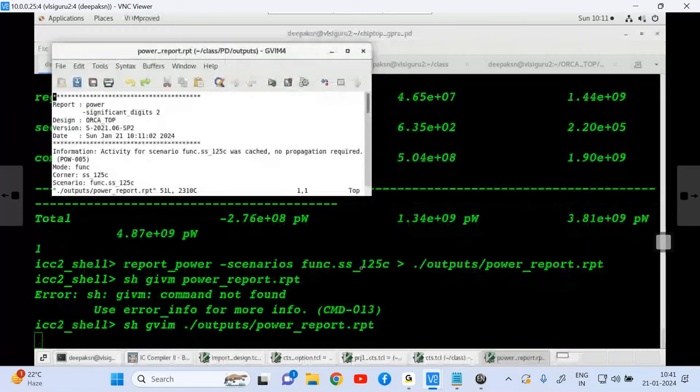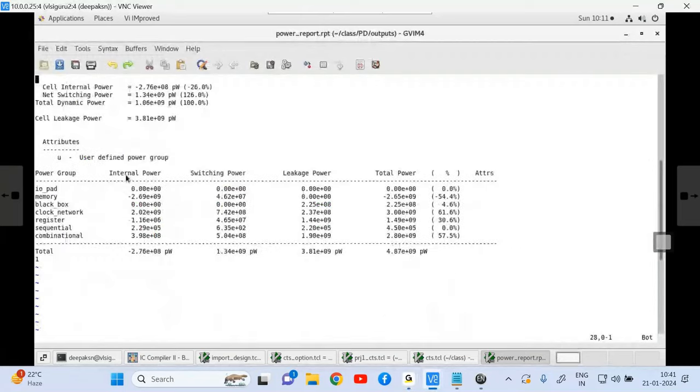This is the power report. It is in normal form, right? What is your internal power? What is your switching power? It is 1.34 into 10 to the power of 9 picowatt. What is the leakage power? What is the total power? Total power is 4.89 into 10 to the power of 9 picowatt. This is the report. It is not in Verilog format and not in VHDL format. It is a normal report, a power report.